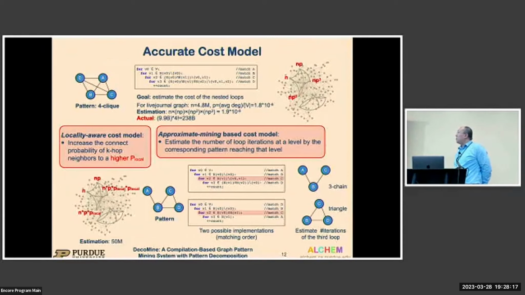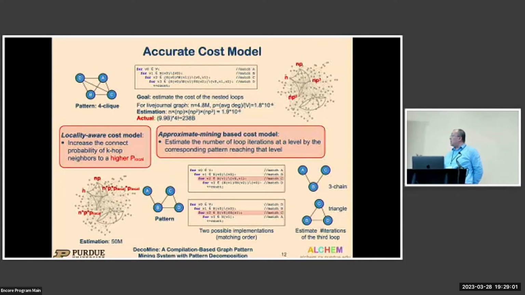Traditionally, or in recent work, people use a probabilistic analysis to estimate the cost. For example, here we assume that the graph is random and there is a probability of a connection between the vertices of the graph. And when you construct the pattern based on the distance of the different vertices, you may have a different number of expected connections. And this connection is reflected as an estimation of the number of iterations in each loop level here. And we found that this is not accurate. So the prediction is not good enough.